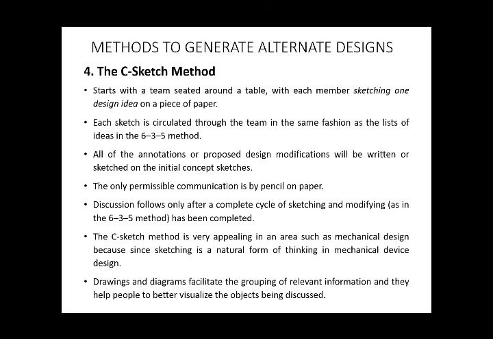The C-sketch method is very useful in mechanical design, because sketching is most commonly used for mechanical design purposes. It is used for other design also, but commonly for mechanical design. The C-sketch method is found to be more useful than the 635 method because graphics or pictorial representation can convey a lot more meaning than verbal or written communication. That is why a graphical method is given more importance.